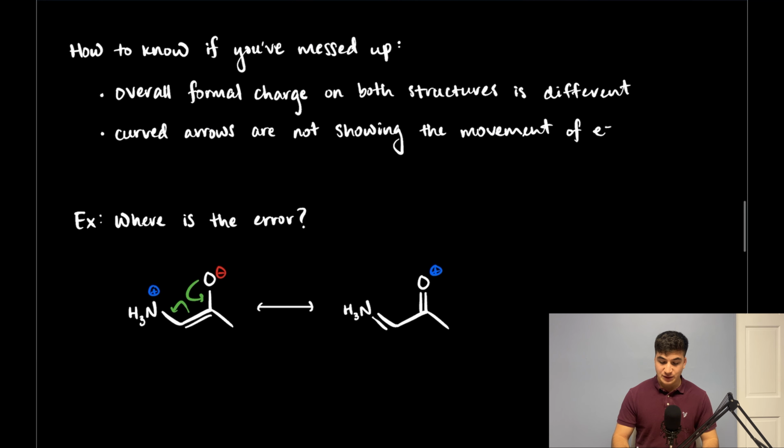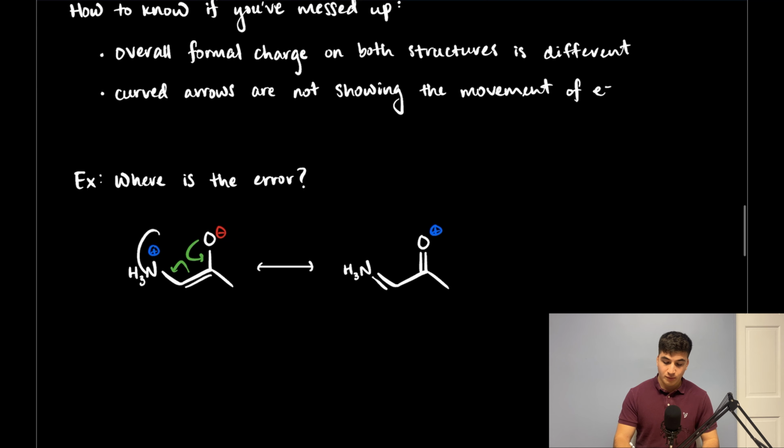Alright, so if you said it's because the overall formal charge on both structures is different, then you'd be correct. So if you look here, we have one plus charge and one minus charge. But in the product, we have one plus charge. So the overall on the left is neutral, but the overall on the right is +1. So that's impossible. So we know we definitely messed up here. And so the correct answer does not have the plus charge there.